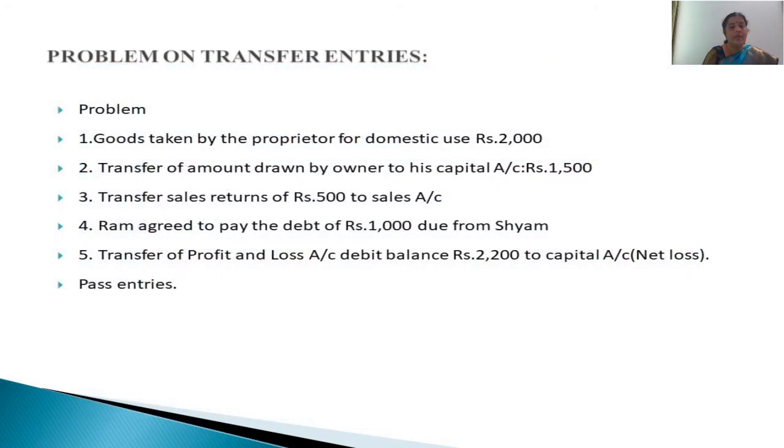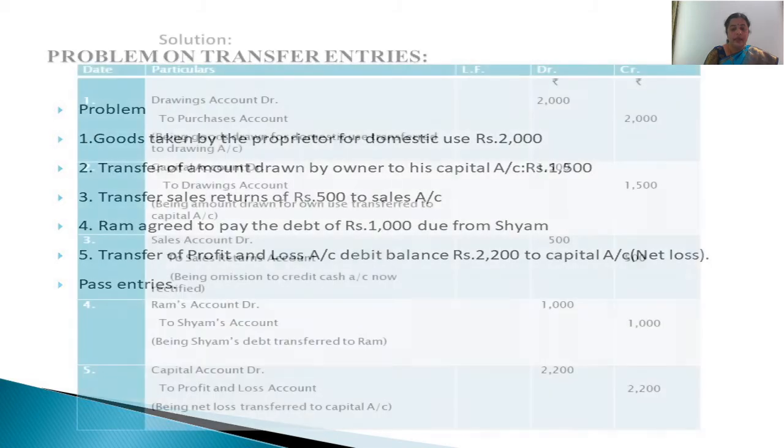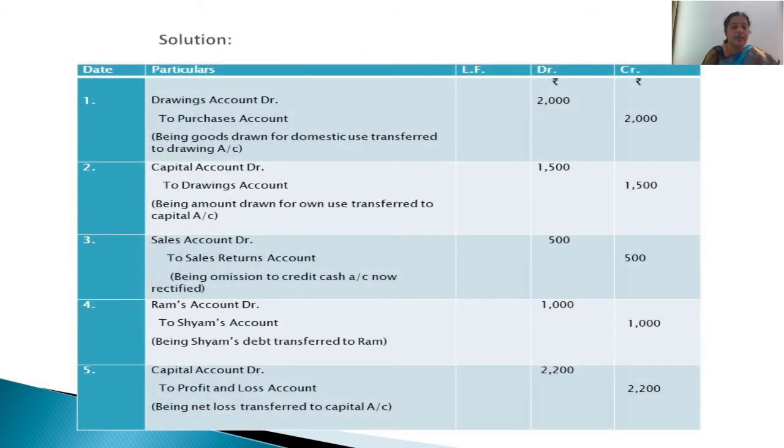Then one more, Ram agreed to pay the debt of rupees 1000 due from Sham. So instead of Sham who had to pay the amount, Ram is agreeing to pay that amount instead of Sham. So in that case, Ram will be the debtor. So Ram's account is debited 1000 and Sham's debtorship is cancelled.